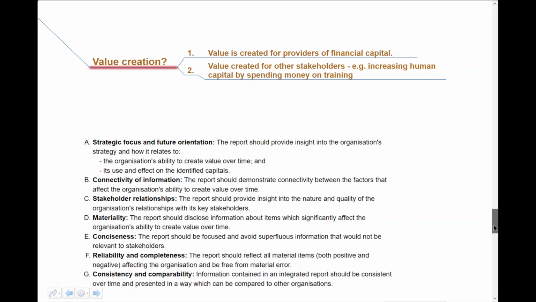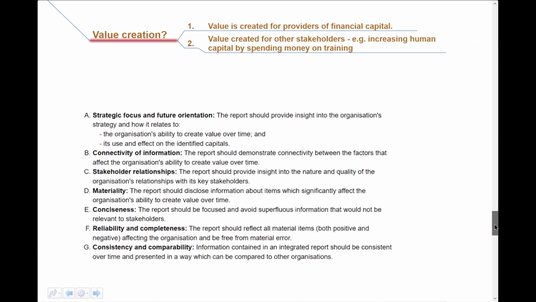Now, this is an interesting one, and I'm going to touch on this further a little bit later on in this mind map. Certainly we need to ensure that the report reflects all material items, whether or not they're negative or positive, and indeed that it is reliable and free from error. The problem that we have here, as I'll mention a little bit later on, is that yes, we have guidelines, we have guidance from the IRC in terms of content, etc. But let's remember that integrated reporting is not mandatory, it's not law-based, and indeed reports are not audited.